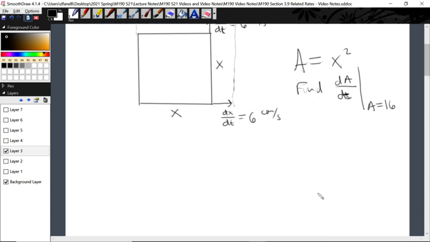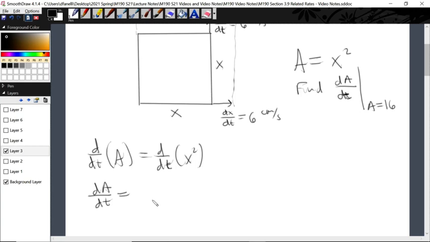All right, well, in order to find dA/dt, we should take the derivative of both sides of our formula here with respect to time. So let's differentiate. The derivative with respect to time of area is equal to the derivative with respect to time of x squared. Of course, both area and x are functions of time here. So we have dA/dt on the left, and on the right, we're going to need to use implicit differentiation. We have 2x times dx/dt.